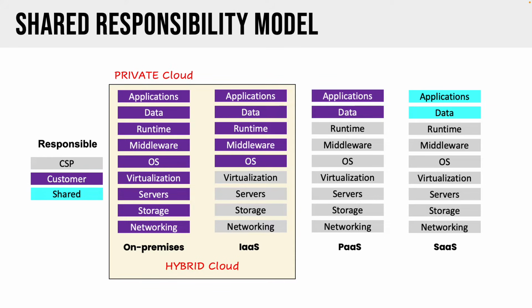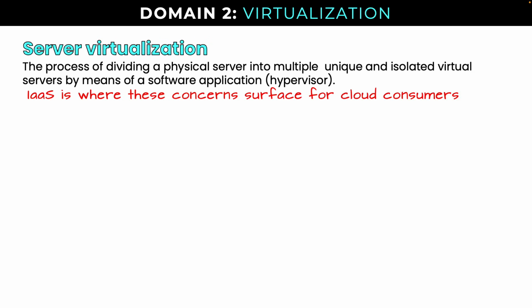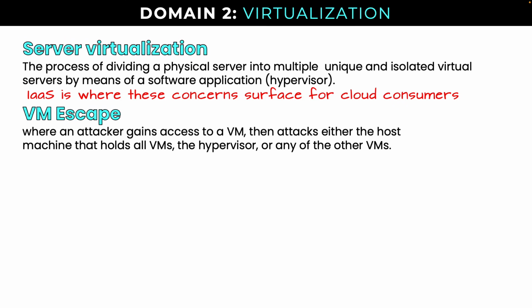So from a virtualization perspective, when we step into that hybrid scenario, which is exceedingly common today, server virtualization is where these concerns first surface. It's where we're dividing a physical server into multiple unique and isolated virtual servers using a hypervisor, if that's Hyper-V or VMware, for example. A couple of concerns we have here. One is VM escape. So the security concern here is where the attacker gains access to a VM and then they attack either the host machine that holds all the VMs or the hypervisor or any of the other VMs. So VM escape, where the attacker gets access to that VM and goes beyond.